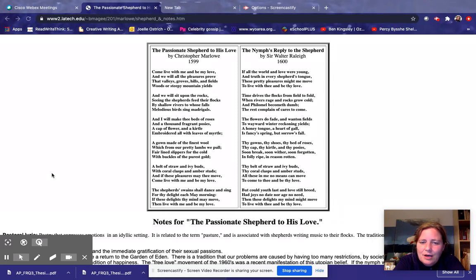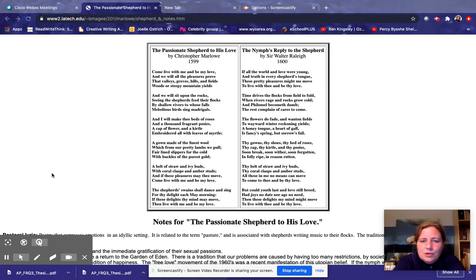But could youth last and love still breed, had joys no date, nor age, nor need, then these delights my mind might move to live with thee and be thy love.